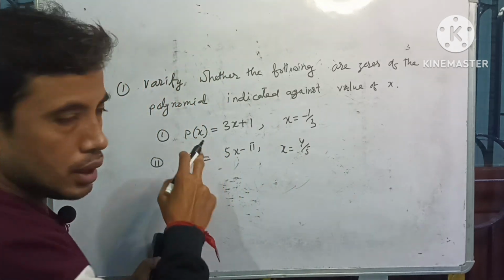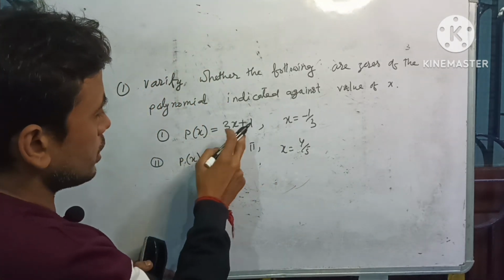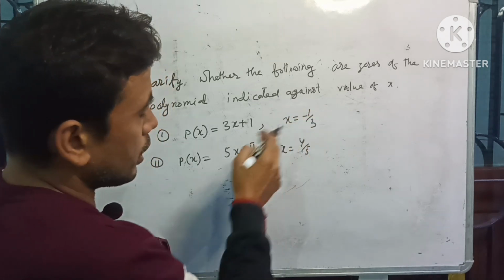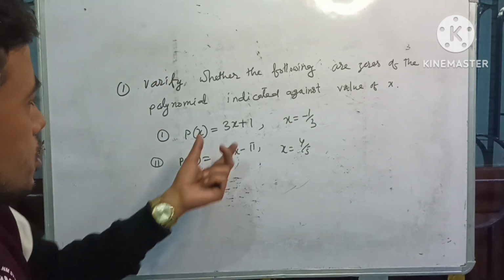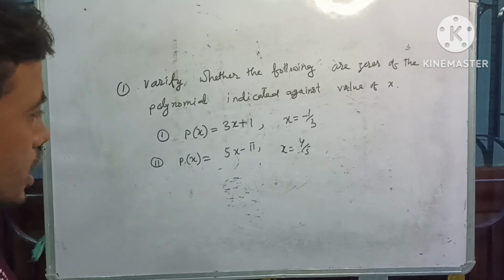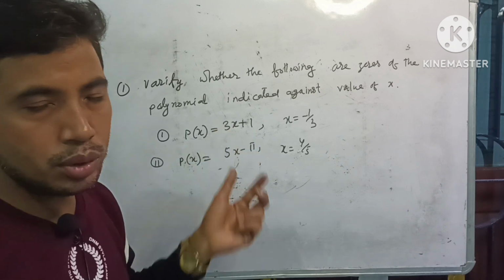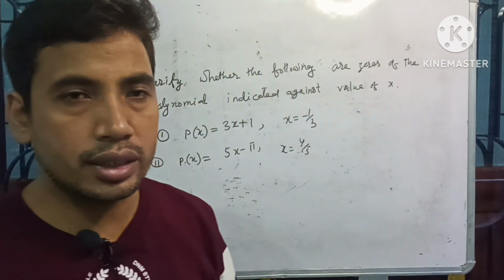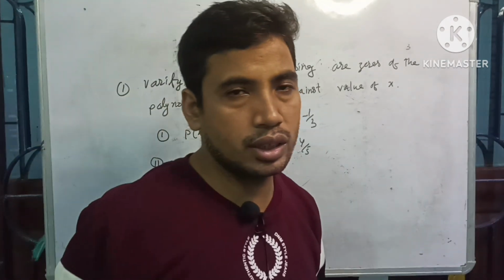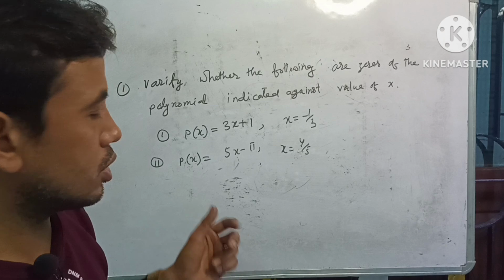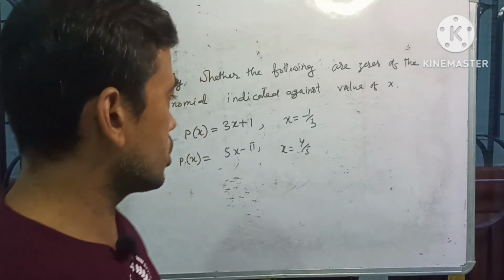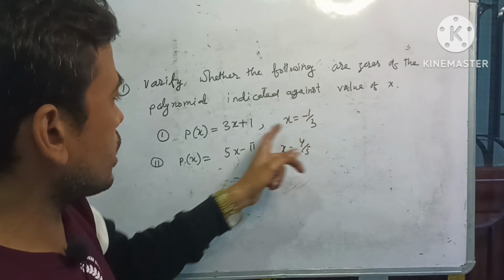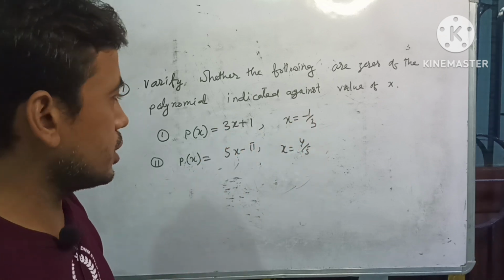So see here, in the first example, what is given? P(x) is equal to 3x plus 1, and we have to verify whether x is equal to minus 1 by 3 is a zero of this polynomial. Okay? So this is a linear polynomial. Remember, linear polynomials have only 1 zero, quadratic polynomials have 2 zeros, and cubic polynomials have 3 zeros.